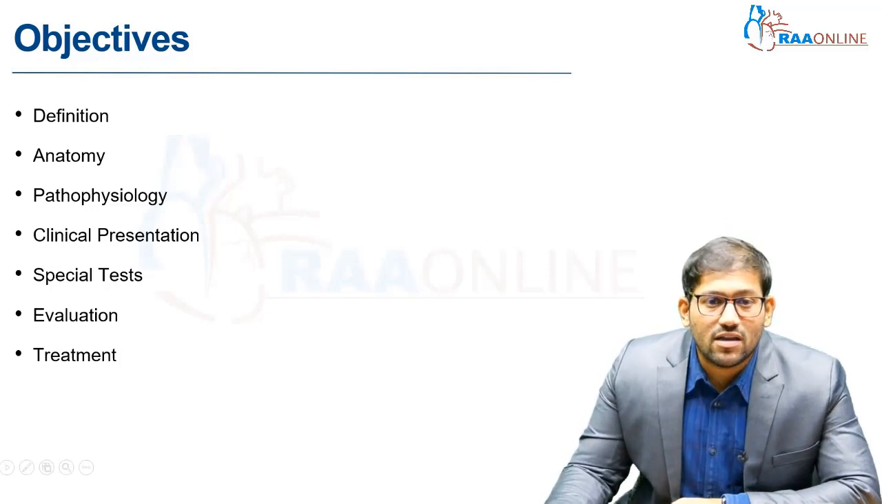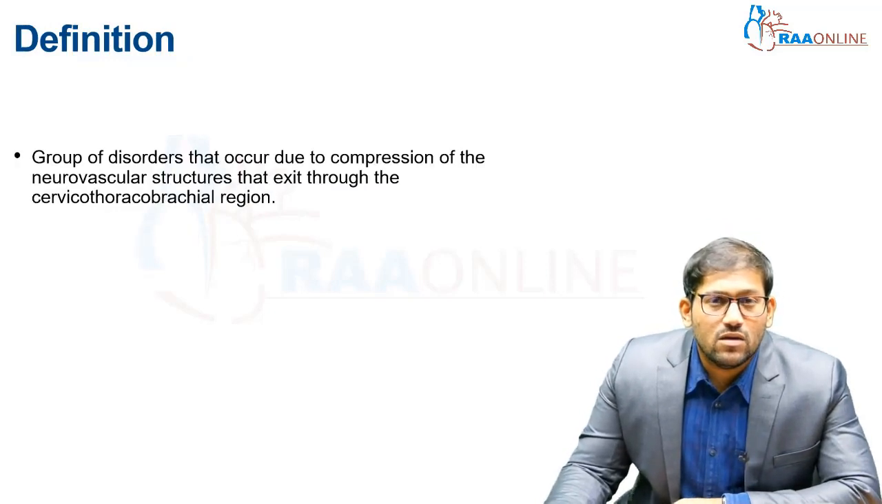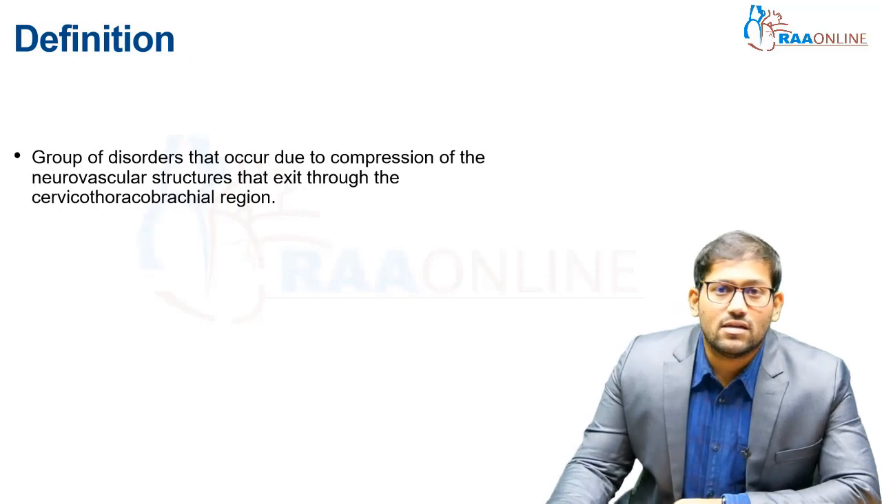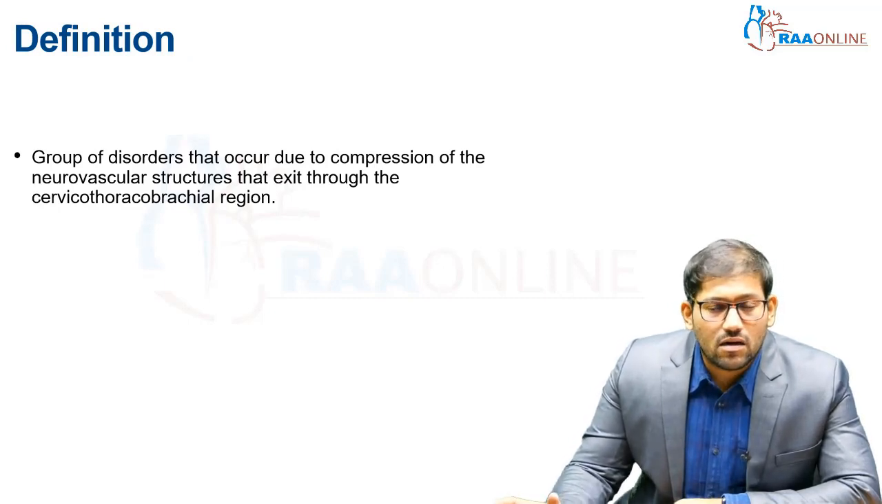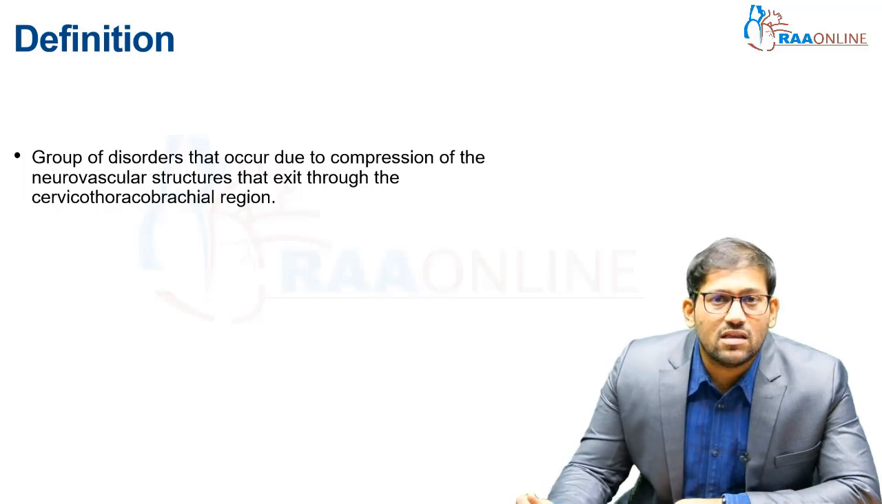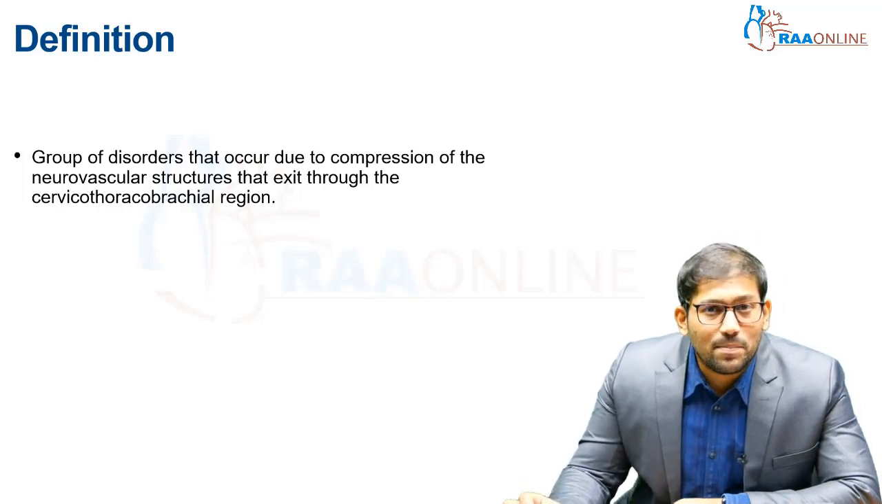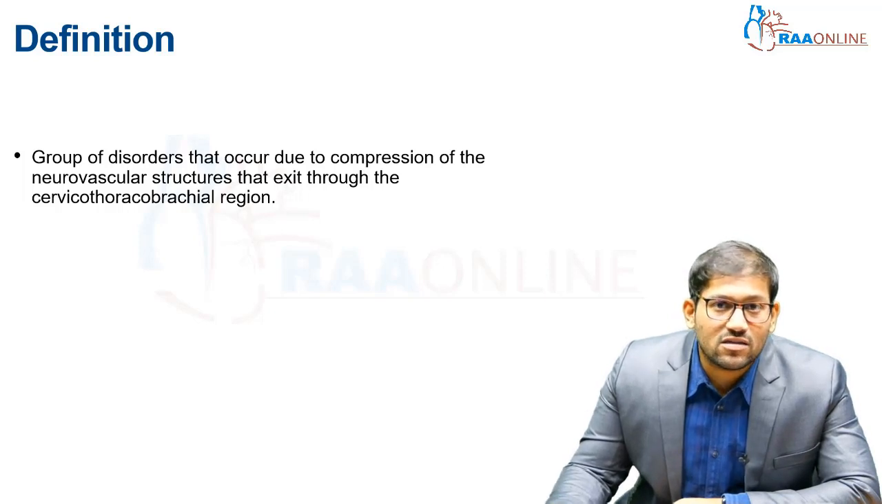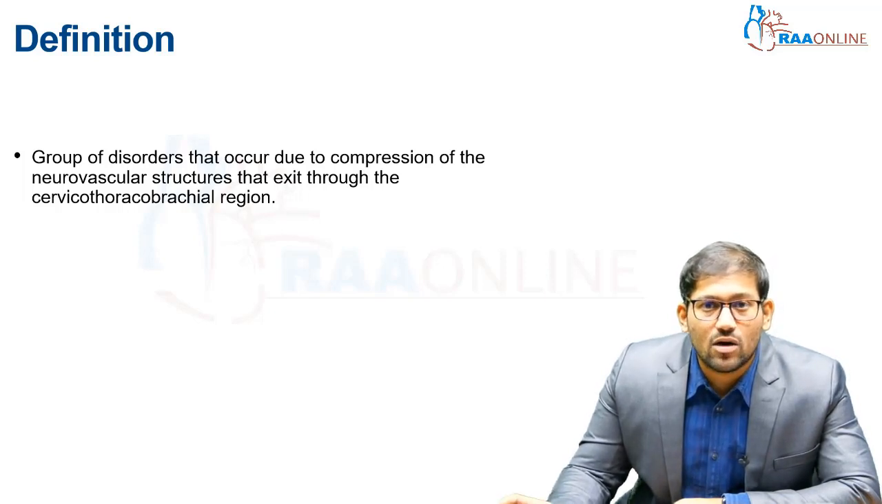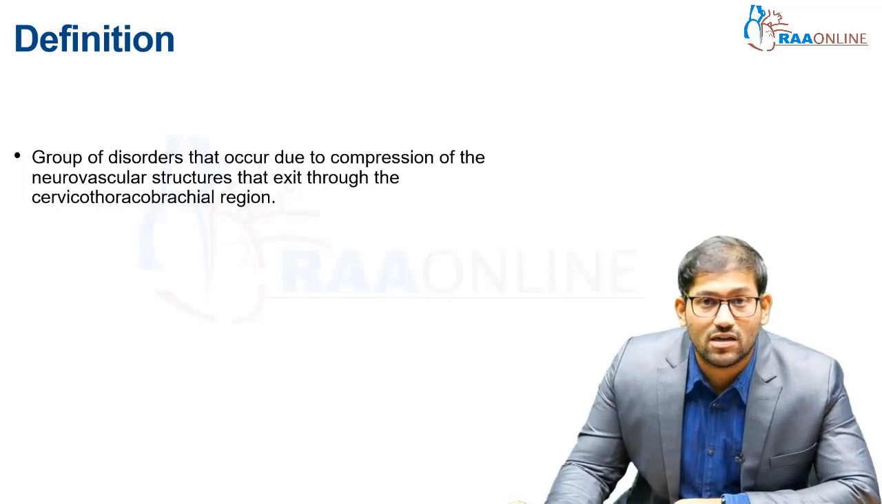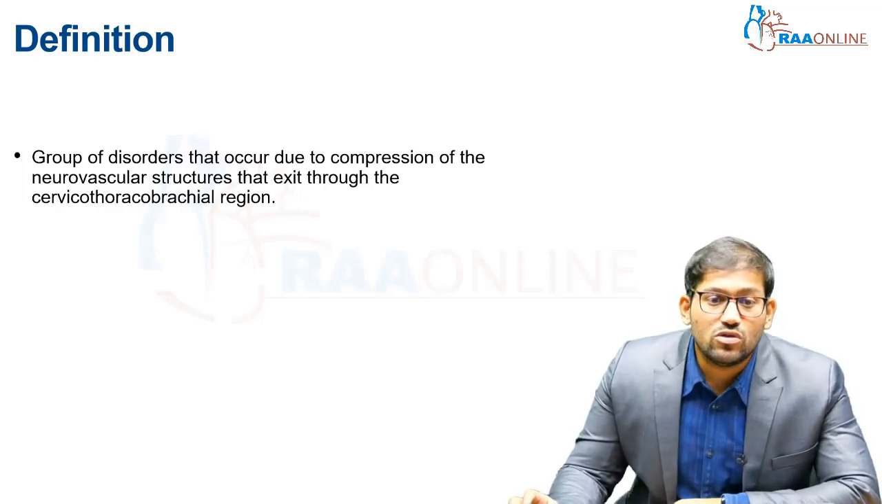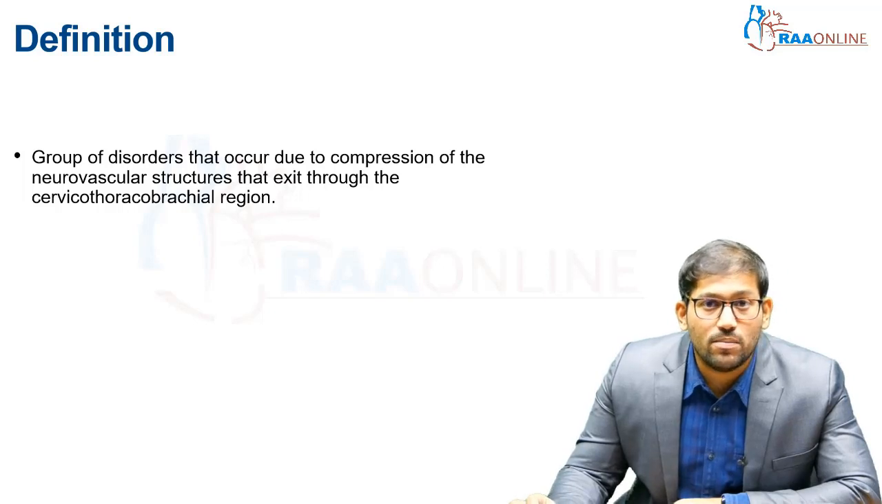So let's go into what the definition is. Thoracic outlet syndrome is a group of disorders, or rather signs and symptoms, that occur due to the compression of the neurovascular structures that exit out of the thoracic outlet. So what makes the thoracic outlet? It's also called the cervicothoracobrachial region. Sounds a bit complex, but not that complex.